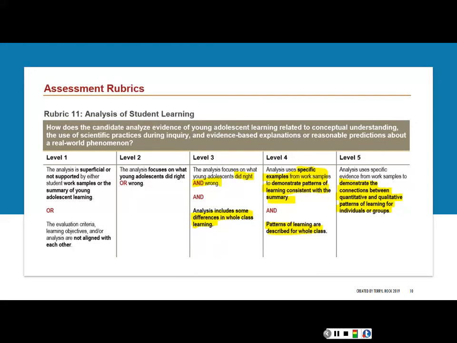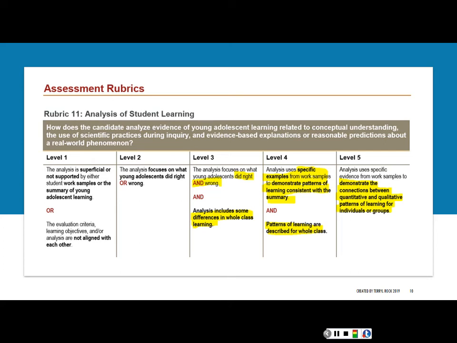And that's rubric 11. Rubric 11 is going to score by looking at your assessment, which you'll have at the end of the assessment commentary. It'll look at your evaluation criteria, and the score will look at your answer to prompt 1.